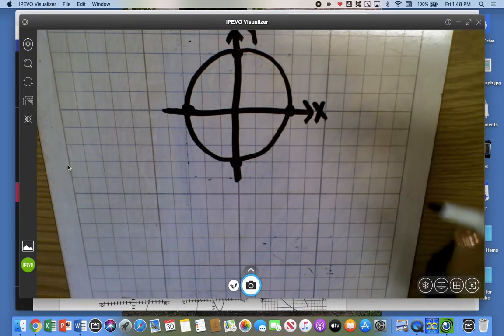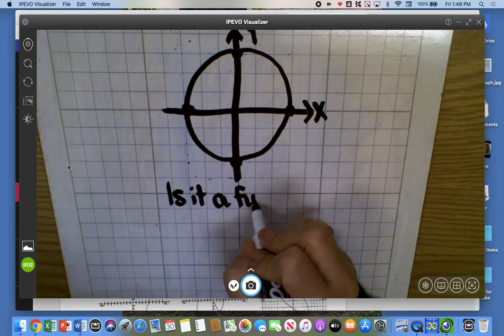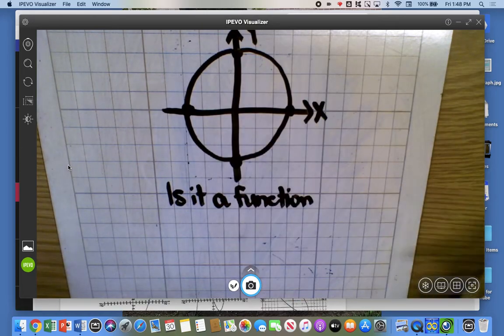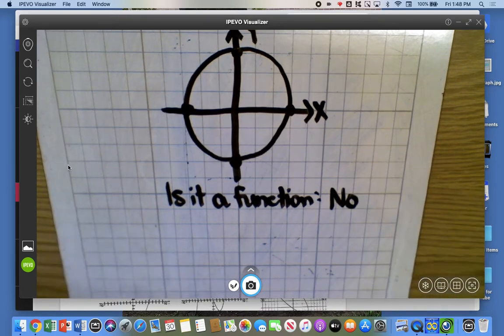And so we're going to talk about first, is it a function? Now, is this circle a function? Do we have 2 points on top of each other? Absolutely. Failed the vertical line test, so this is no, it's not a function.